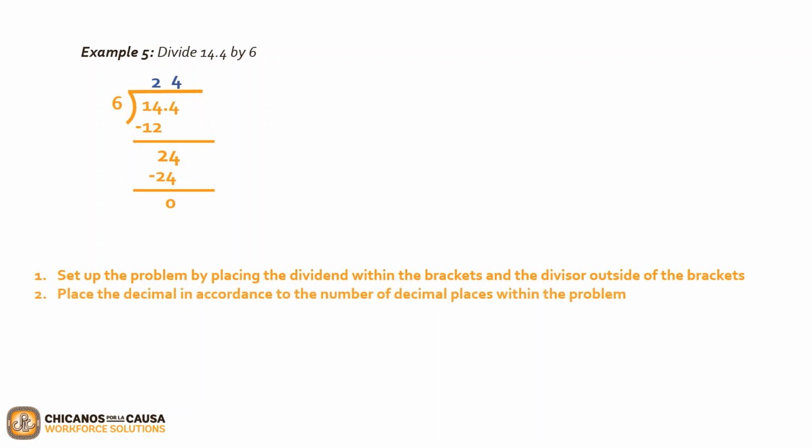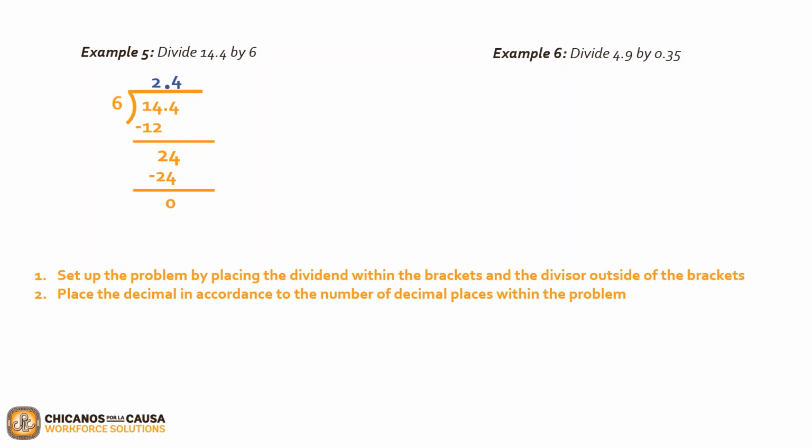Now that we're here, we're going to place the decimal in accordance to the number of decimal places within the problem. Because 6 is a whole number, there's no decimals. So we have to do it based off the decimal places of 14.4. Now, if we look at it, there's only one decimal place. So that means that the decimal can get moved just one time in the final answer, giving us a final answer of 2.4. Next example.